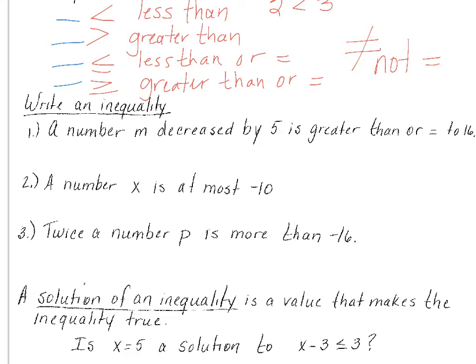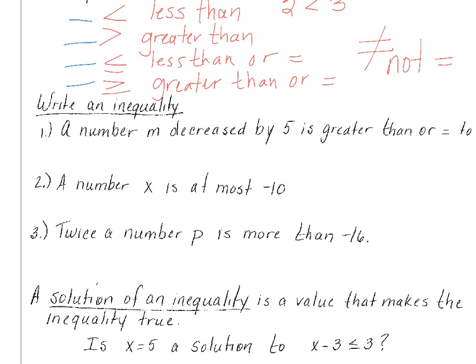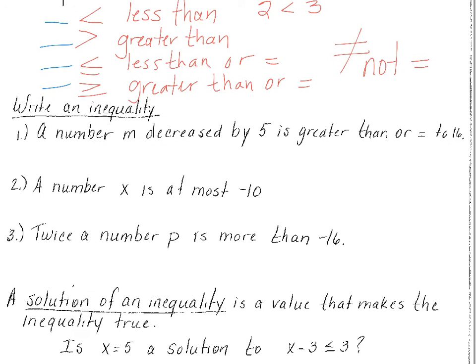So let's go ahead and translate. Write an inequality. A number m decreased by 5 is greater than or equal to 16. So we're going to take our number m. Decreased means to subtract. We're going to subtract 5. Now this group right here has to be greater than or equal to 16. So that's how you would write that one.